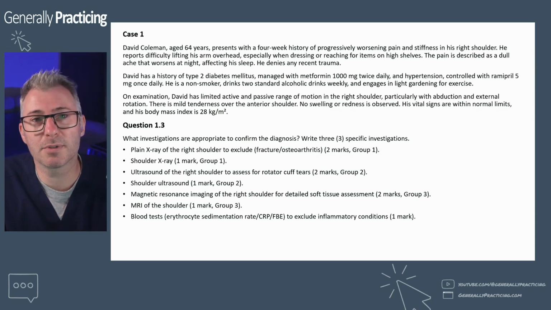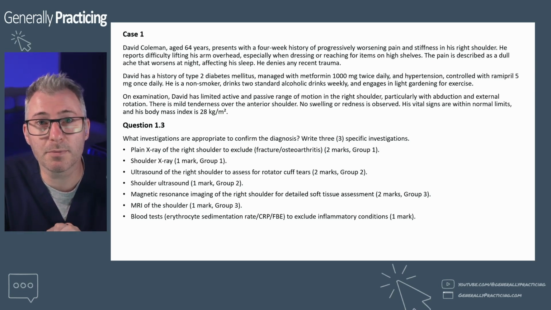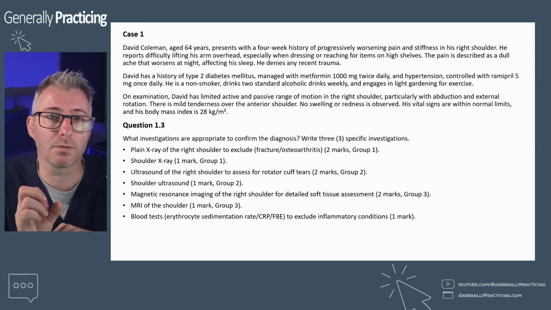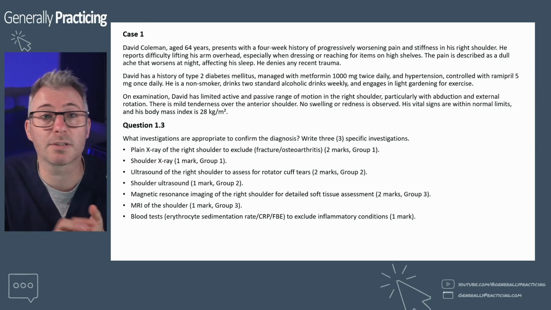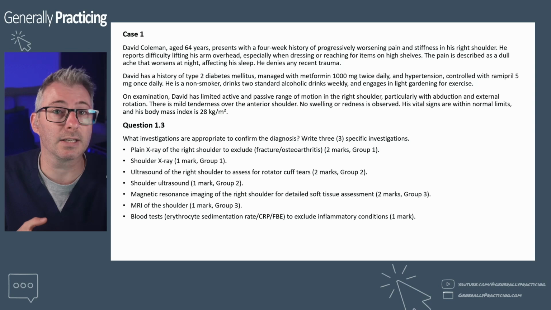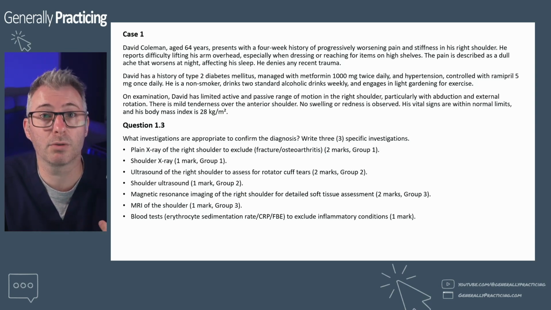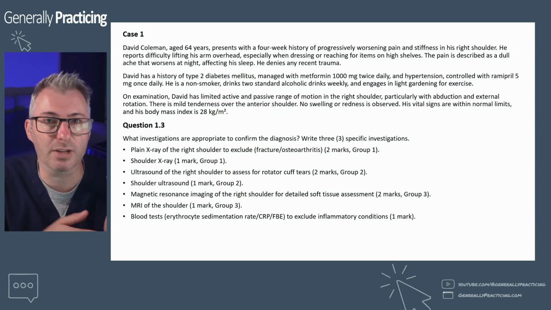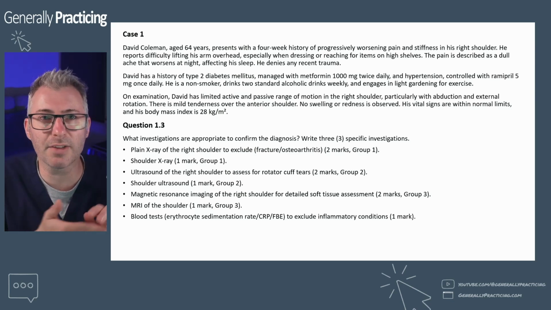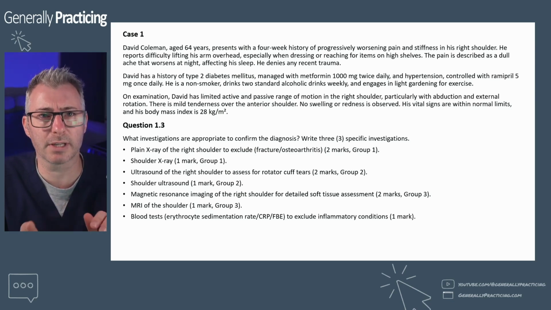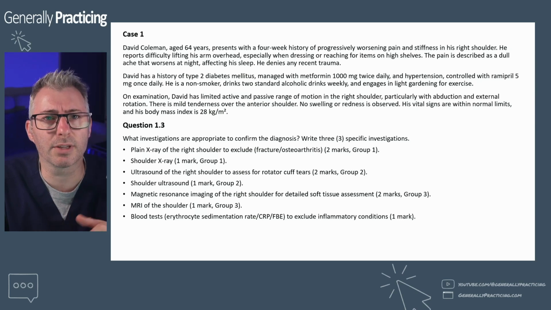So in terms of what investigations are appropriate to confirm the diagnosis, the specific wording of this question doesn't specify initial or best. It's intentionally vague to give you a wide range of possible responses here. And so here we have things like plain x-ray of the right shoulder to exclude fracture or osteoarthritis. I think as long as you're specifying something sensible there, you would get the mark. Again, look at the detail there.